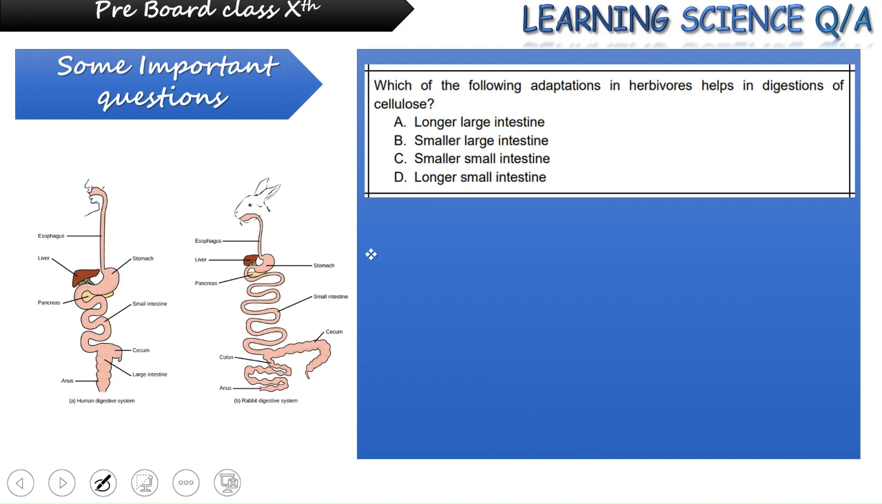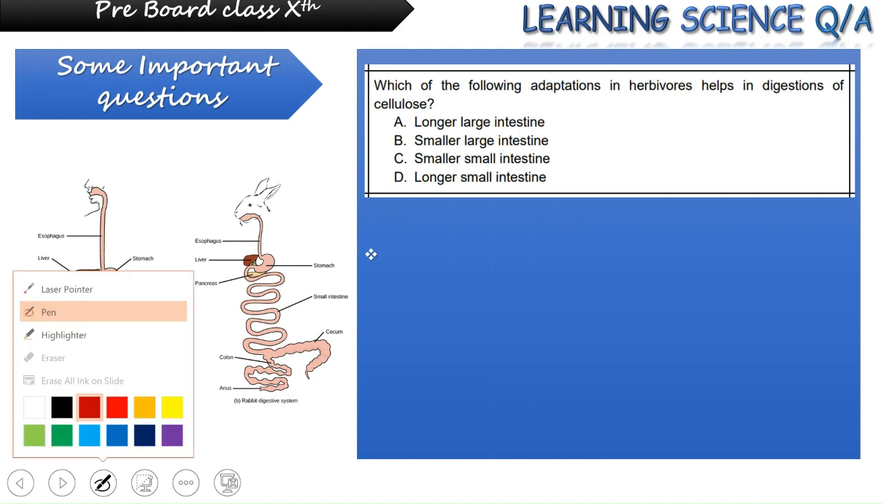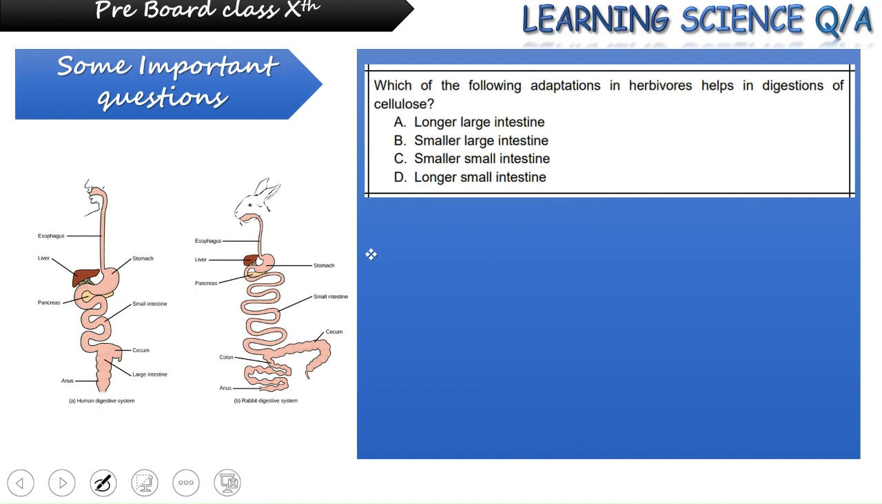As you can see in this figure, which compares the human digestive system with the herbivore digestive system, we can say that herbivores, just because they are taking in more cellulose, require a larger small intestine than most carnivores and humans. So the adaptation here is the longer small intestine present in the herbivore.